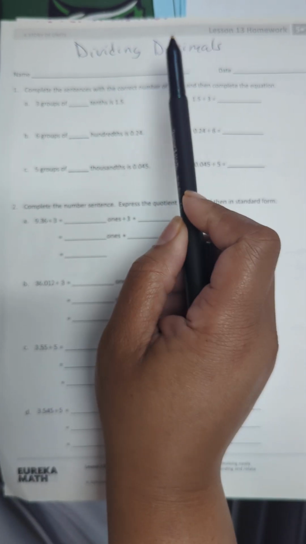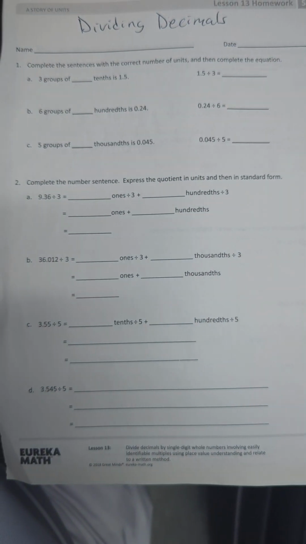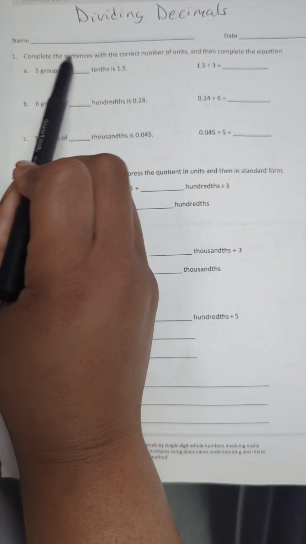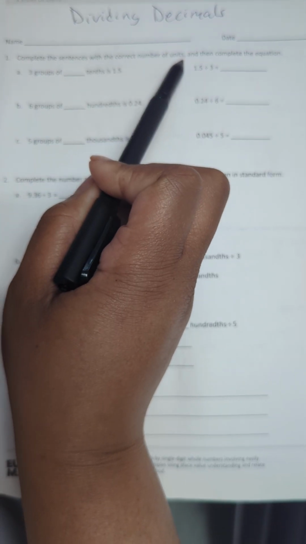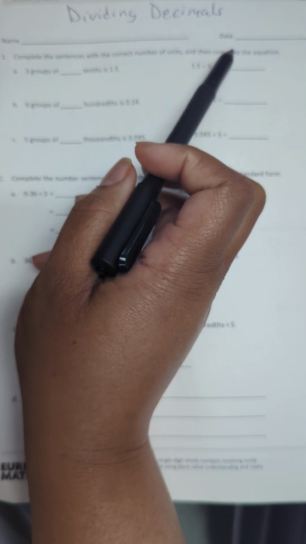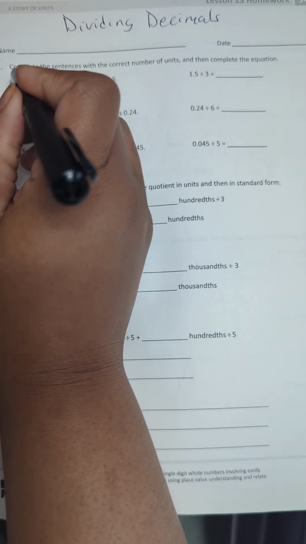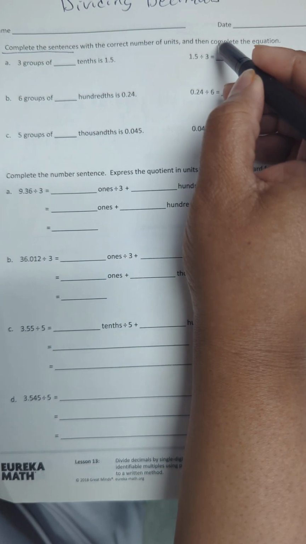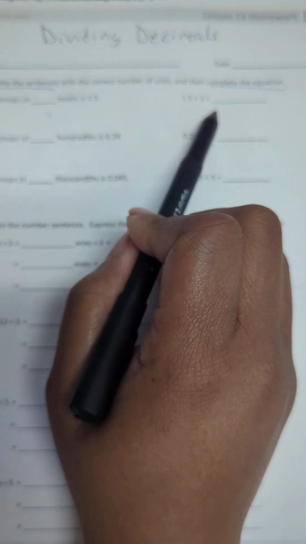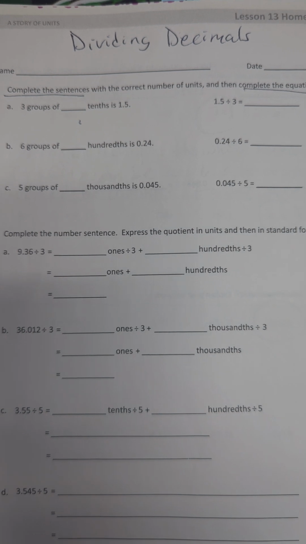This lesson was about dividing decimals. Easy peasy lemon squeezy. Let's analyze our directions. It says complete the sentences with the correct number of units and then complete the equation. We need to complete the sentences with the correct number of units and then complete the equation. You see what it says? Complete the sentence and then complete the equation.